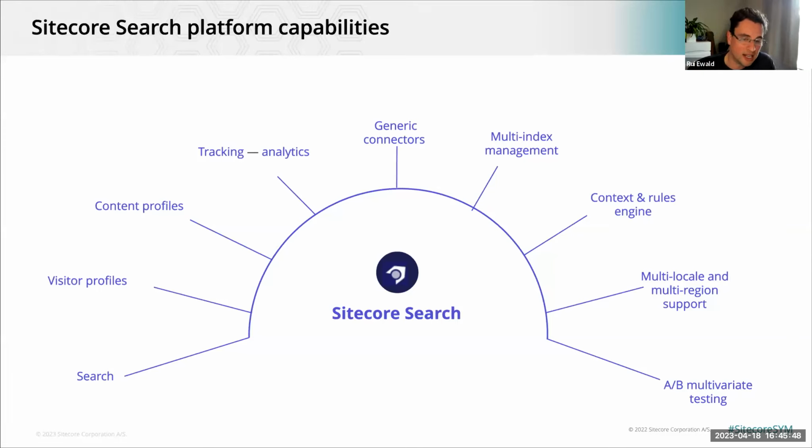It's also multi-tenant SaaS, right? So it's already scalable, with single sign-on. All of those things come with Sitecore Search. Visitor profiles and content profiles is what I just talked about. This is what empowers us to not only provide the right content at the right time for each visitor, but also enables the next item, which is tracking and analytics.